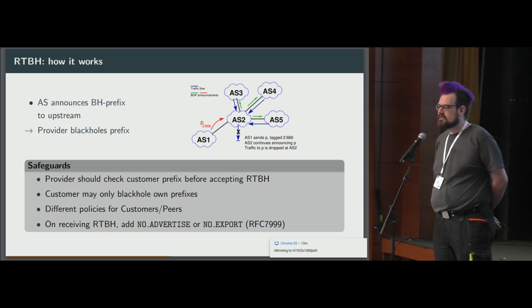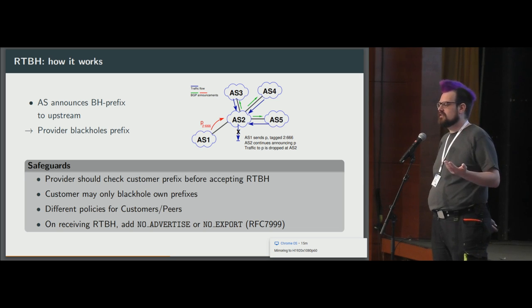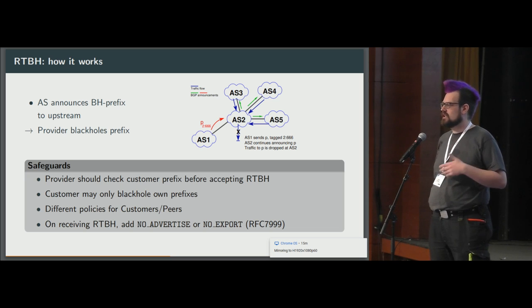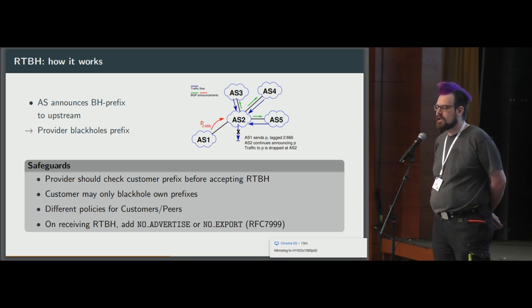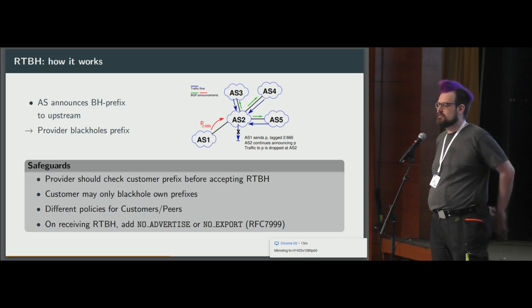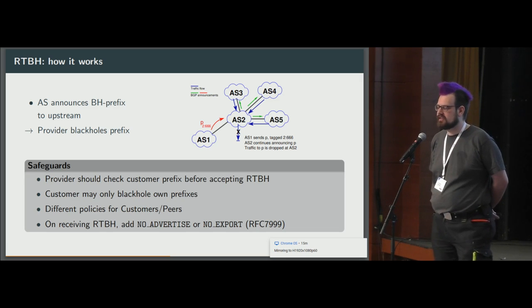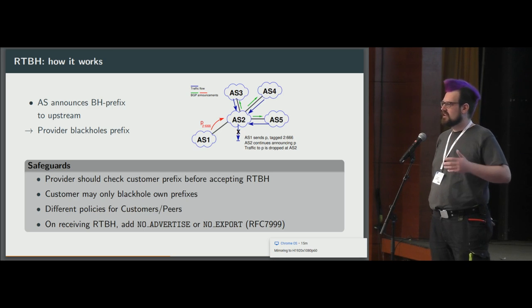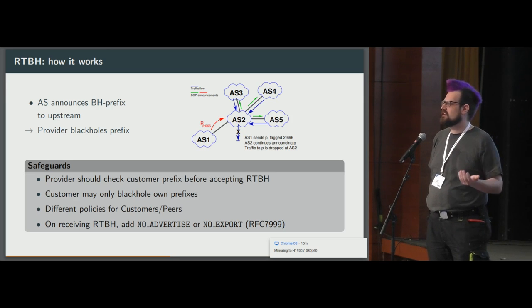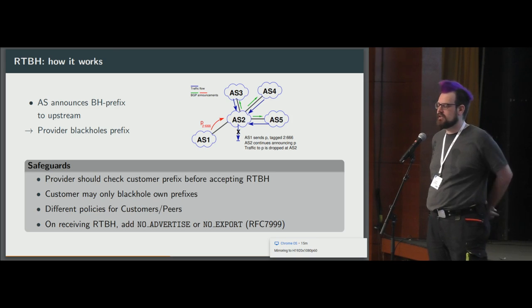What we noticed is that for this to be used in a secure fashion, you need to employ some safeguards. Of course, the provider that is providing blackholing has to check if the customer is actually allowed to blackhole these prefixes, so if these prefixes are owned by the customer or the customer has permissions to blackhole them. And this leads to the fact that you need different policies for customers and peers, different access control lists, and leads to a lot of configuration overhead for a secure usage of remote-triggered blackholing. And of course, on receiving such communities, you have to add no-advertise and no-export to the announcement, so you don't propagate it further. And we also noticed some providers translating blackholing to the blackholing communities of other upstreams, so you were not even able to do selective blackholing because they were translating it and announcing it to their peers as well, translating the actual values.